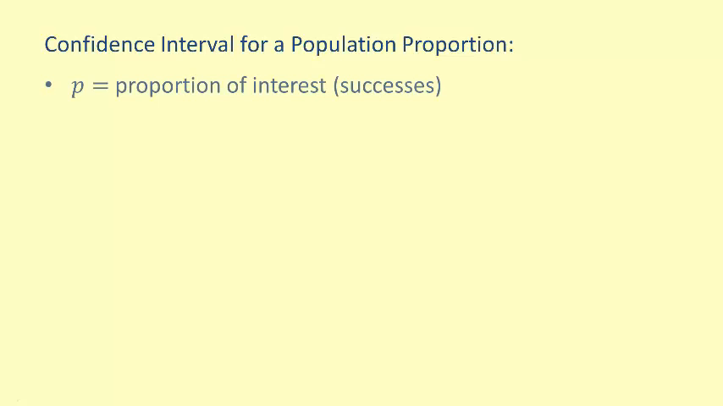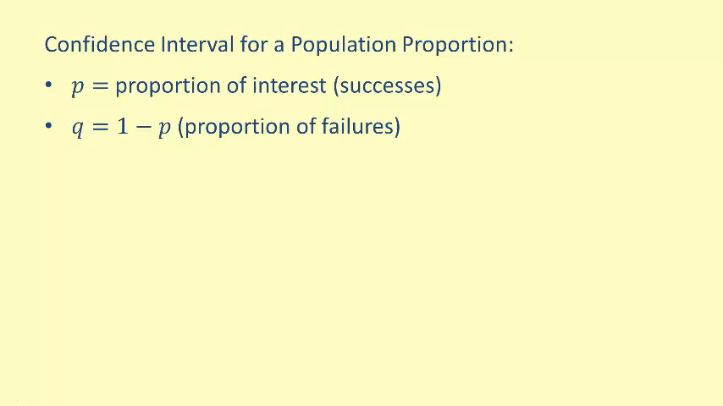We define P as the proportion we want to study. This is the proportion of successes in the population. The proportion of failures is Q, which is 1 minus P. Be sure not to equate success and failure with good and bad. In our example, having the disease is considered a success.